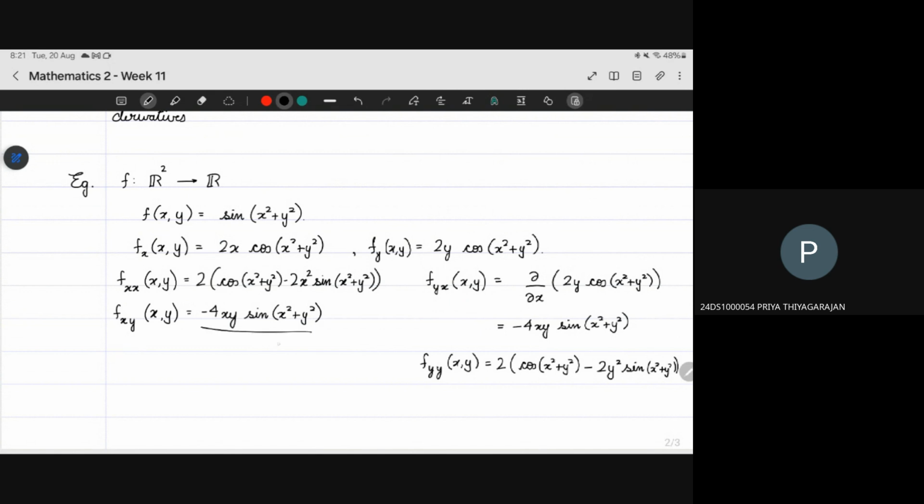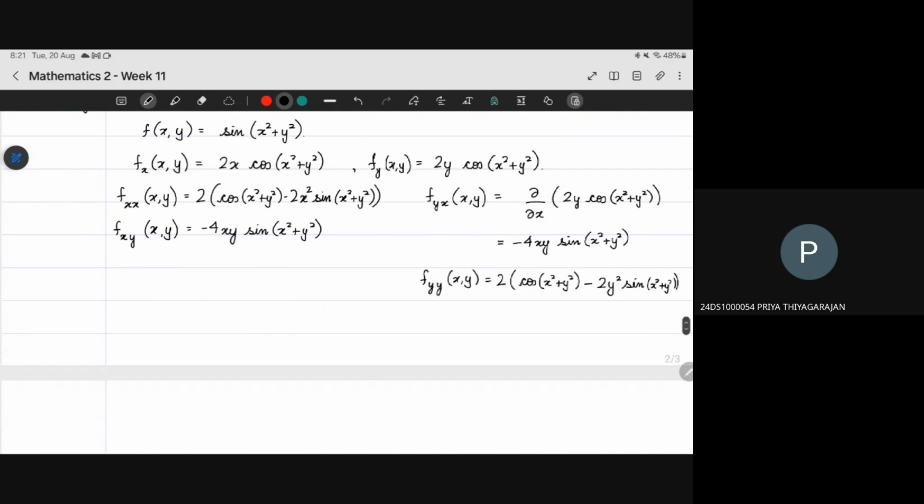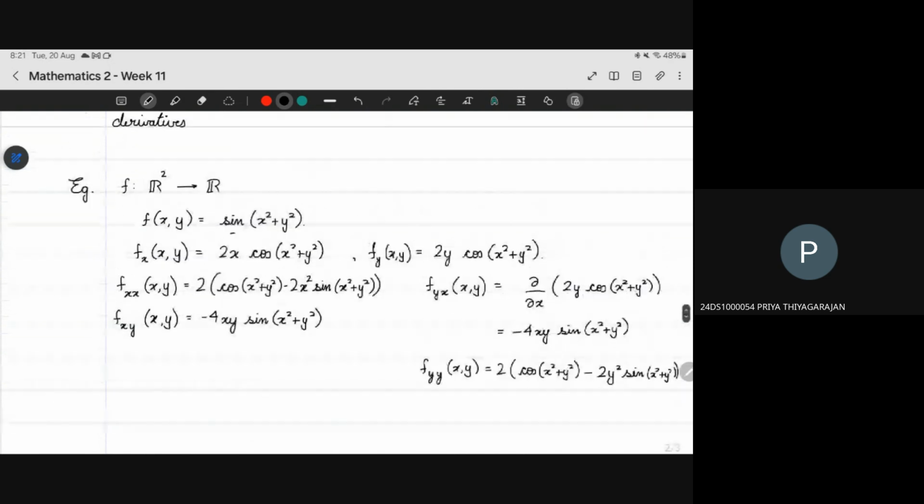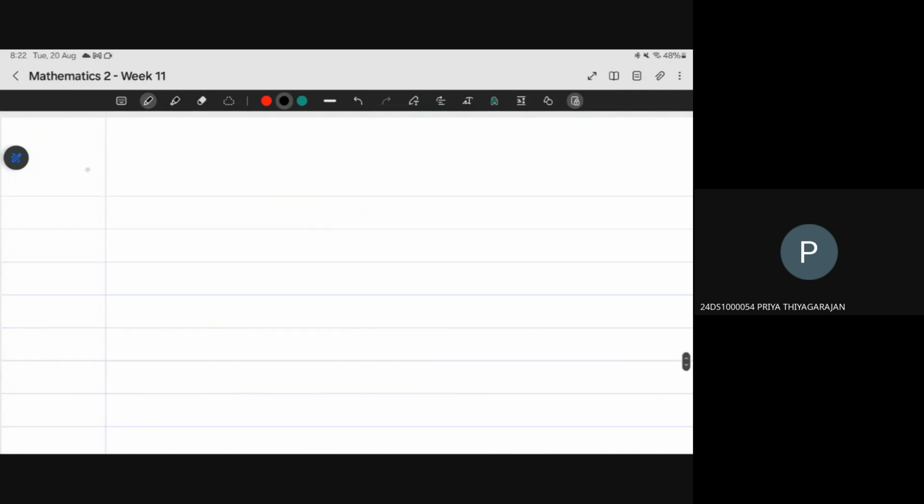Right? I have minus 4xy sine of x squared plus y squared for both the mixed partial derivatives. So is this because I've taken a very symmetric sort of function? It is. Interchanging x and y does not really change the function. So you sort of expect the mixed partial derivatives to be equal, right? So let's take another example where that might not be the case.